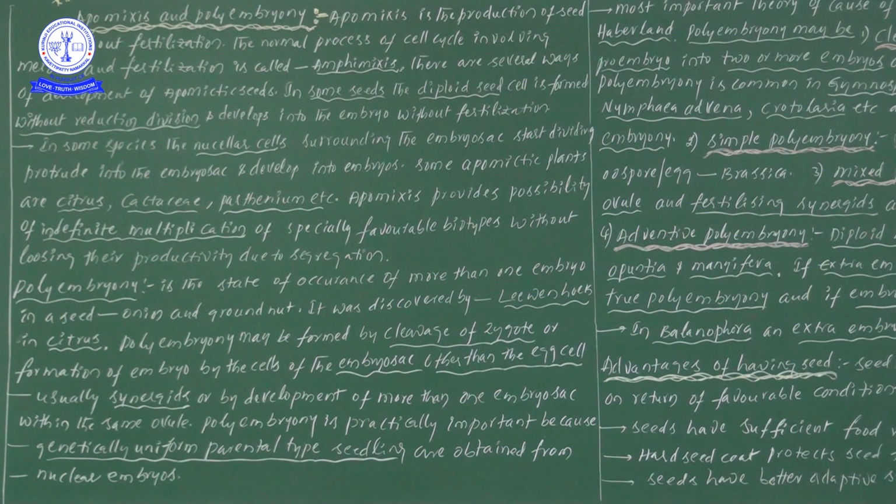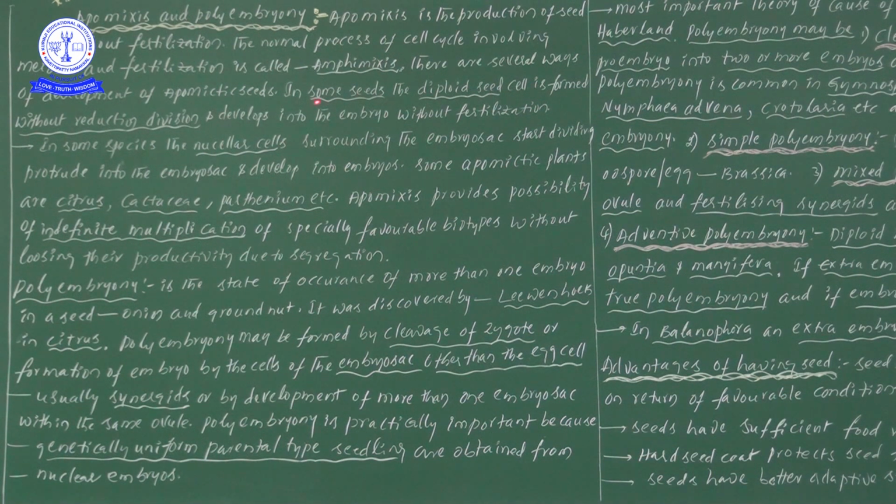Next, there are several ways of development of apomictic seeds. There are different types of methods. In some seeds, the diploid seed cell is formed without a reductional division. One more time: for the development of apomictic seeds, there are several ways, not just one or two or three or four. Many types of ways are there.